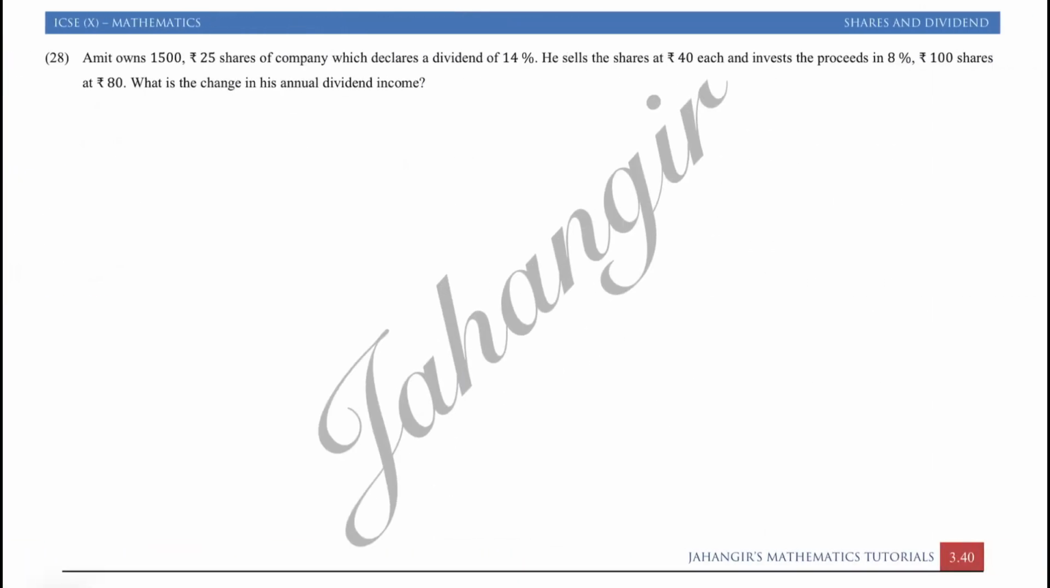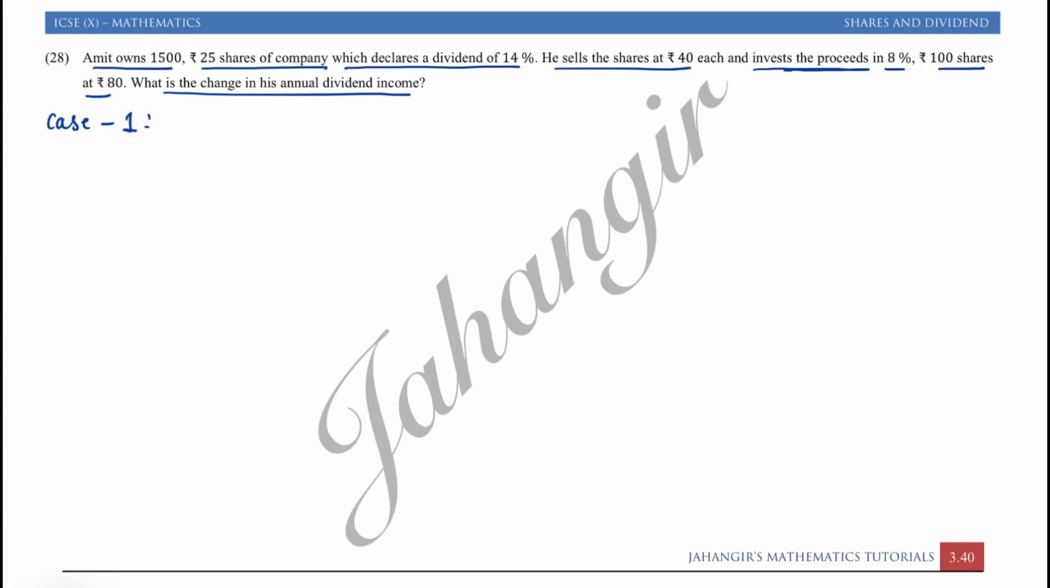Question number 28. Amit owns 1500 rupees 25 shares of a company which declares a dividend of 14%. He sells the shares at rupees 40 each and invests the proceed, again a proceed question, in 8% rupees 100 shares at 80. What is the change in the annual dividend income? It's of the same type as we had done. We can write all information of case 1. Write it as case 1, case 2. It helps you to differentiate the income also.